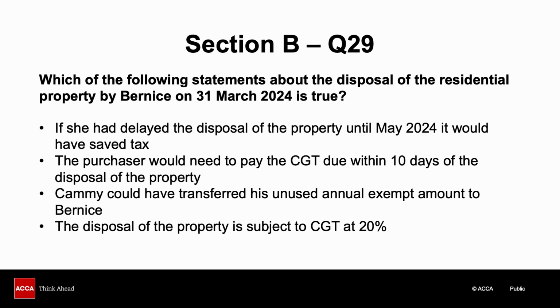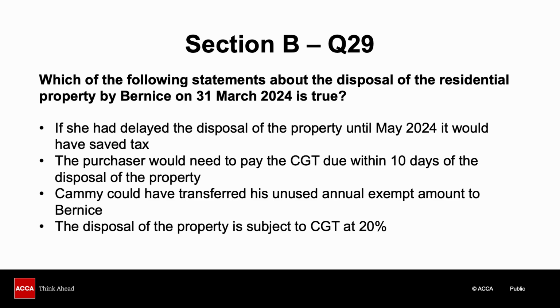Cami could have transferred his unused annual exempt amount to Bernice. Cami's her husband, and the disposal of the property is subject to CGT at 20%. Even without looking at the scenario again, are there any of those statements that you can rule out with your knowledge pretty quickly? There should be at least 2 that jump out to you straight away without even looking at the information. And actually, if you really know your stuff, you can rule out a third one as well and come to a conclusion as to which one must be the right answer.